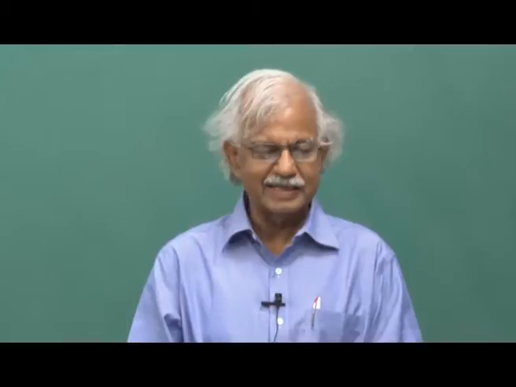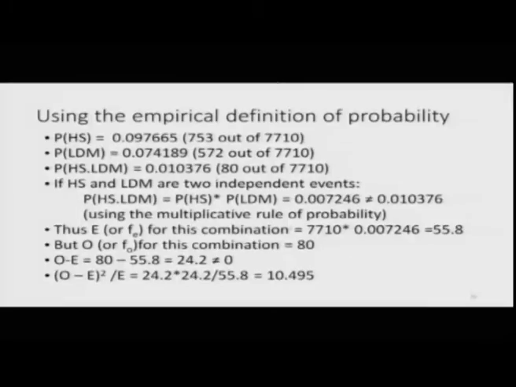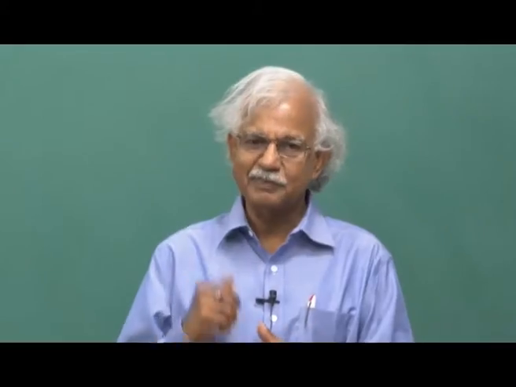But actually in the category of HS and LDM, you have 80 people, there is a difference. That means according to comparison in this particular cell, our null hypothesis may not be true. There is a difference of 80 minus 55.8 equal to 24.2. Similarly, for all the cells, we can compare actual frequency with expected frequency.